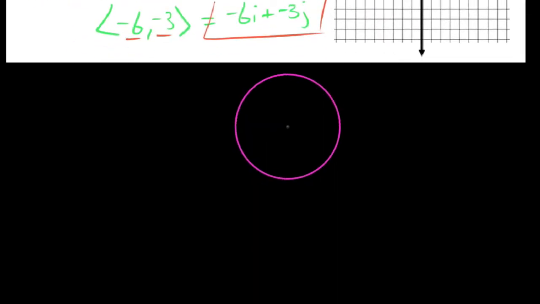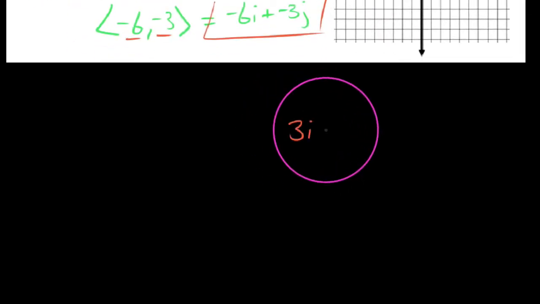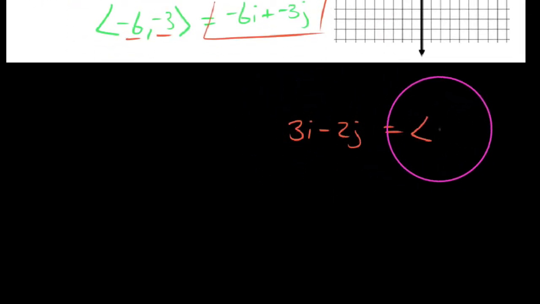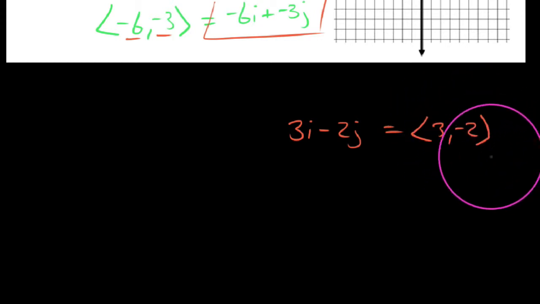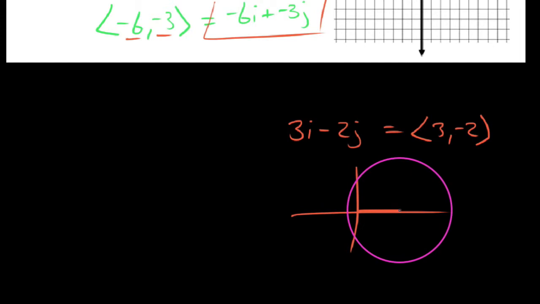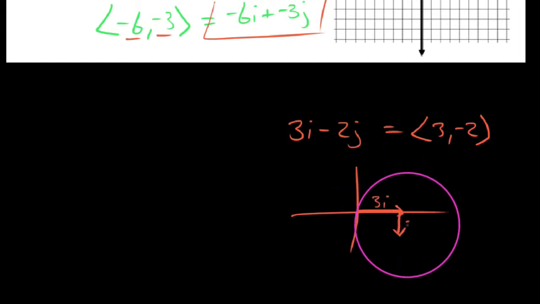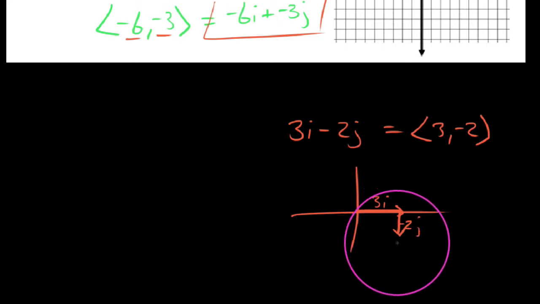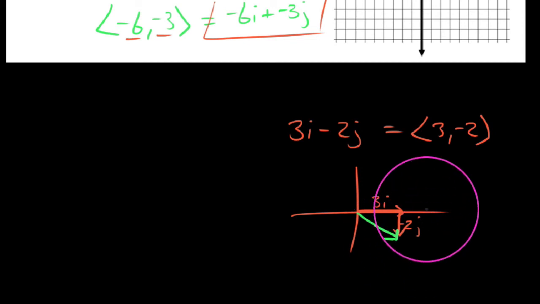And likewise, if we said we had a vector 3i minus 2j, this would be the same thing as 3, negative 2. Okay, we could draw this very easily. We could say, go right 3, down 2: 3 i's plus 2 j's, and this is a negative 2j. You get this resultant vector right here, which is our vector 3, negative 2.